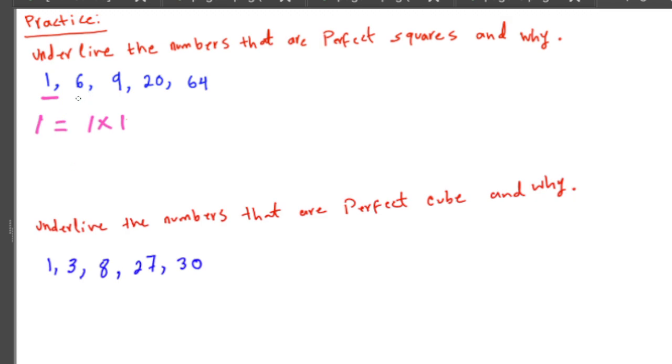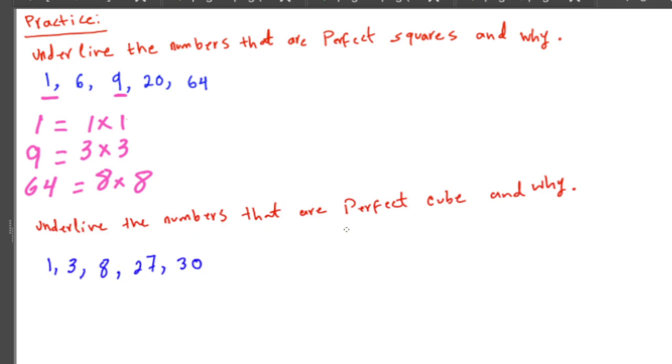6 is not a perfect square because I don't have any whole number that I can multiply by itself and I get 6. 9 is a perfect square because I have a whole number 3 that I can multiply by itself and I get 9. 20 is not a perfect square, same as number 6. What about 64? 64 is a perfect square because I have a number 8 that I multiply by itself and I get 64.